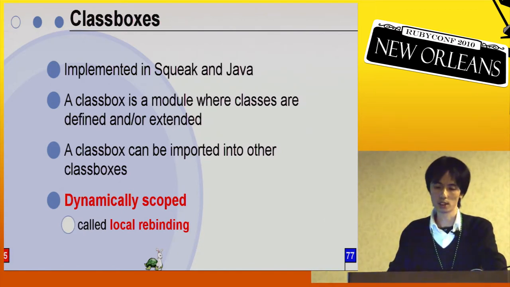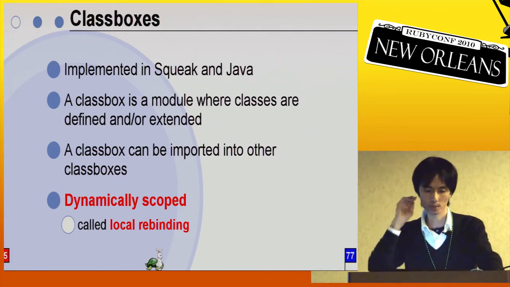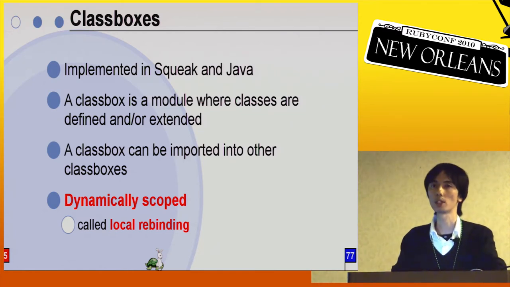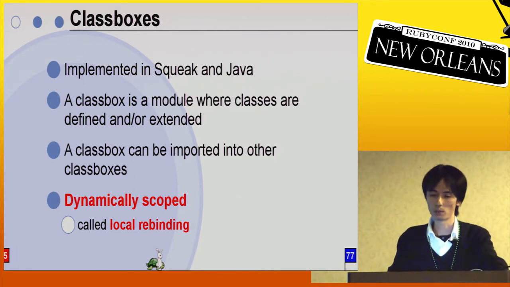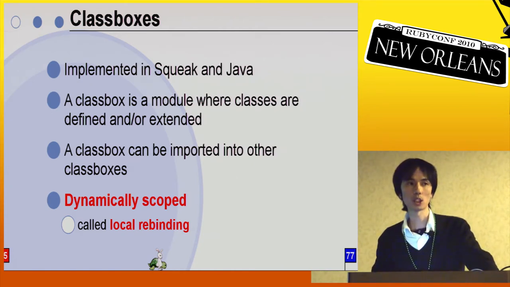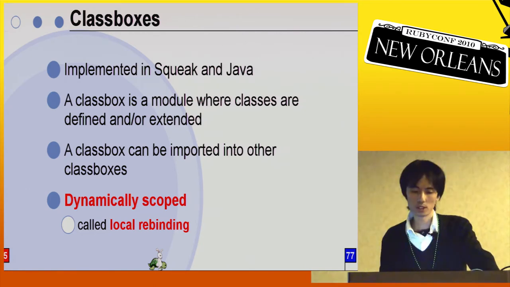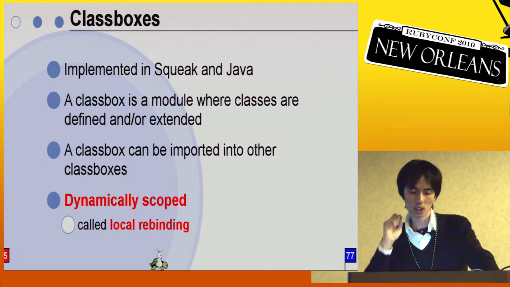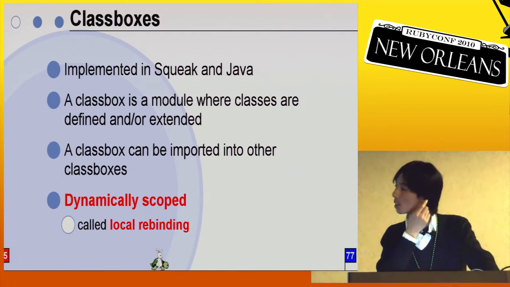And classboxes are implemented in Squeak and Java. Squeak is also an implementation of Smalltalk. A classbox is a module where classes are defined and or extended. Here, a module is not a Ruby module. A classbox can be imported into other classboxes. The difference between selector namespace and classbox is that classboxes are dynamically scoped. It is called local rebinding.